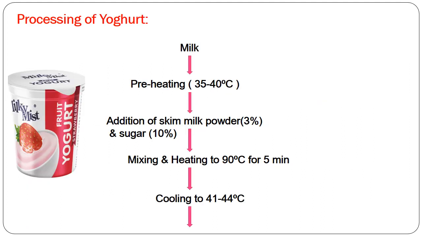Here is the brief flow chart for preparation of yogurt. First, milk is taken and it undergoes preheating at about 35 to 40 degrees Celsius. Then addition of skim milk powder about 3% and sugar 10%. Then mixing and heating to 90 degrees Celsius for 5 minutes. That is the pasteurization, and then cooling to 41 to 44 degrees Celsius.